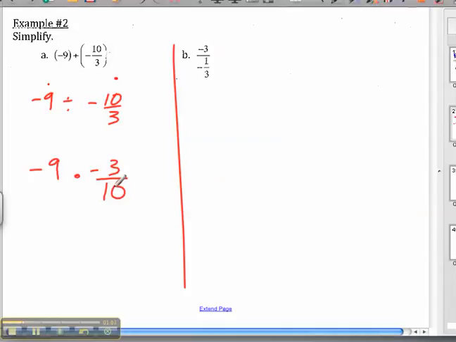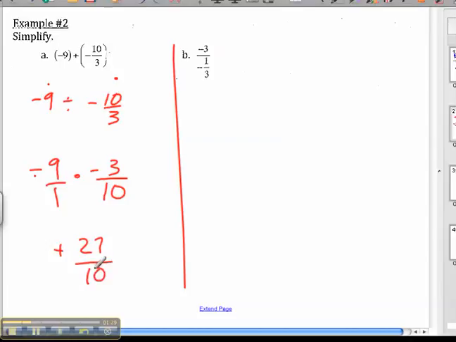Could it go on the bottom, Arjun? Yeah. It can go on the bottom. Can it go out front, Tara? Yes. It can go out front, but I like to keep it on top. I like to do things the same way every time. That way I avoid simple mistakes. So I'm going to get a negative times a negative gives me a positive, and I'm going to get 9 times 3 is 27 over 10.